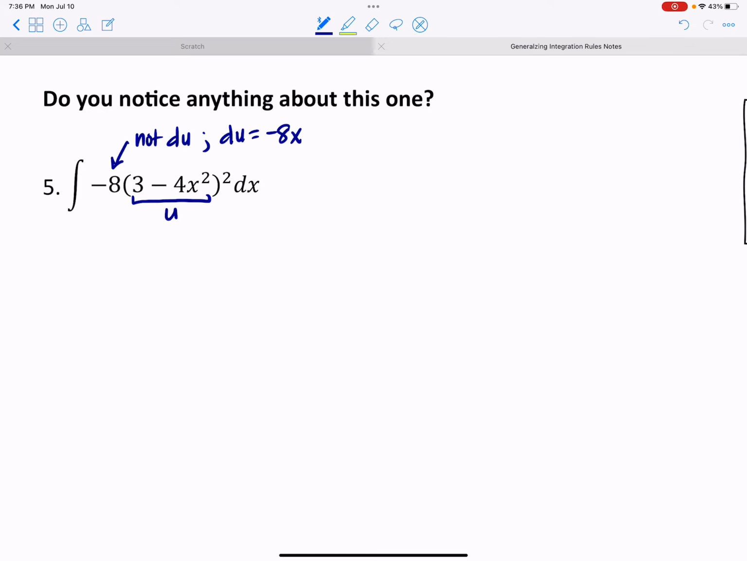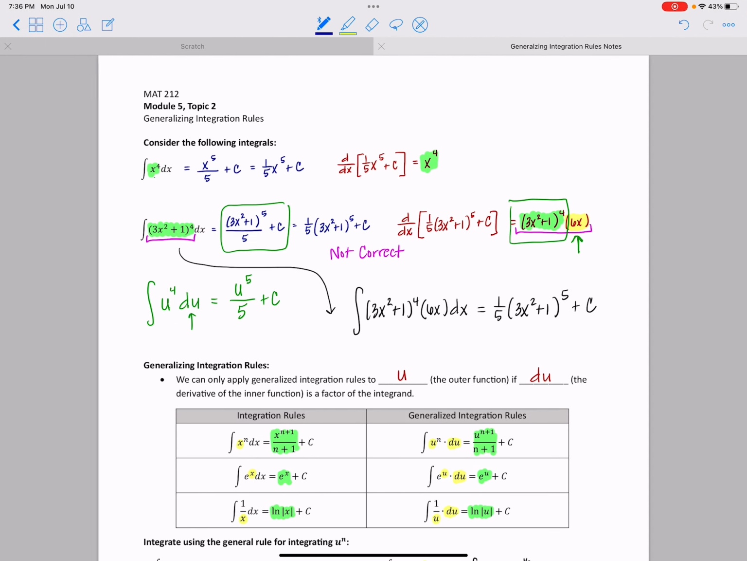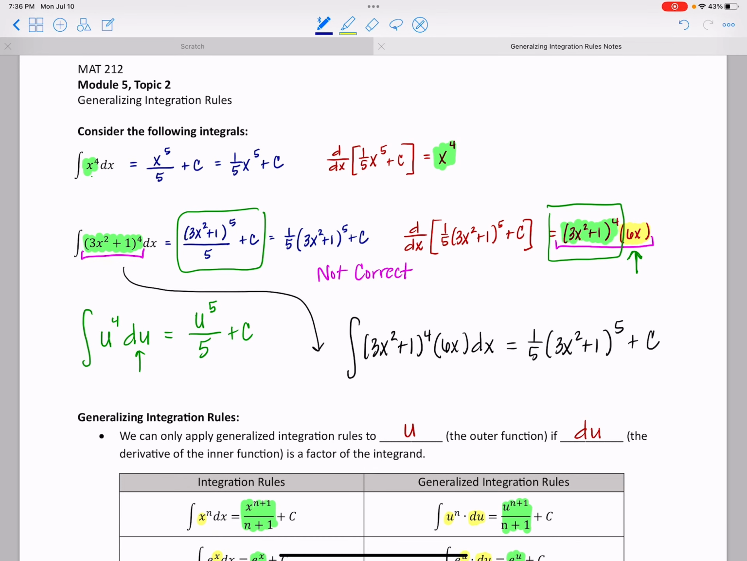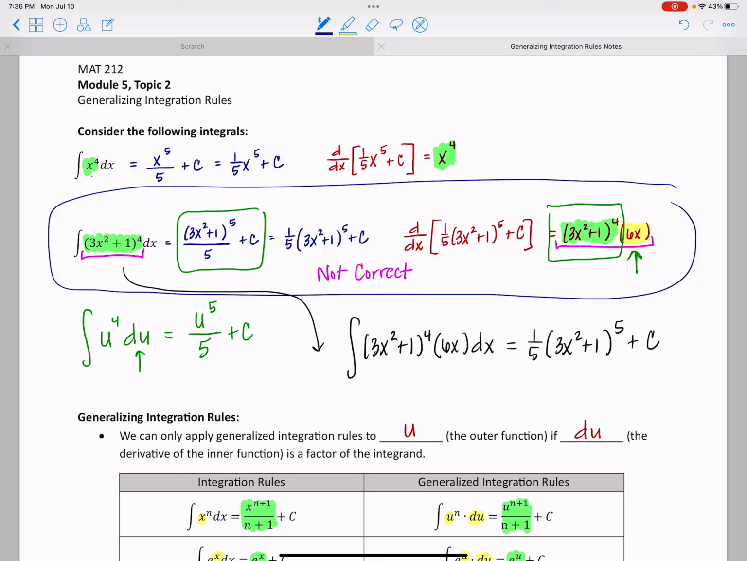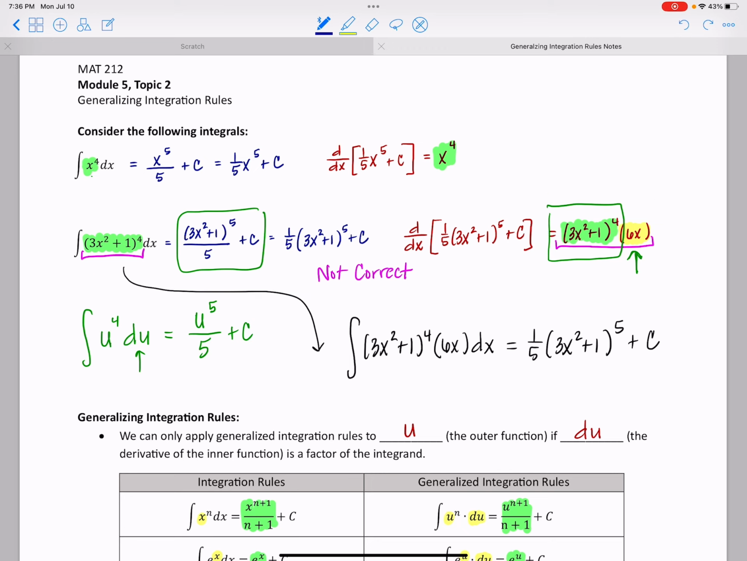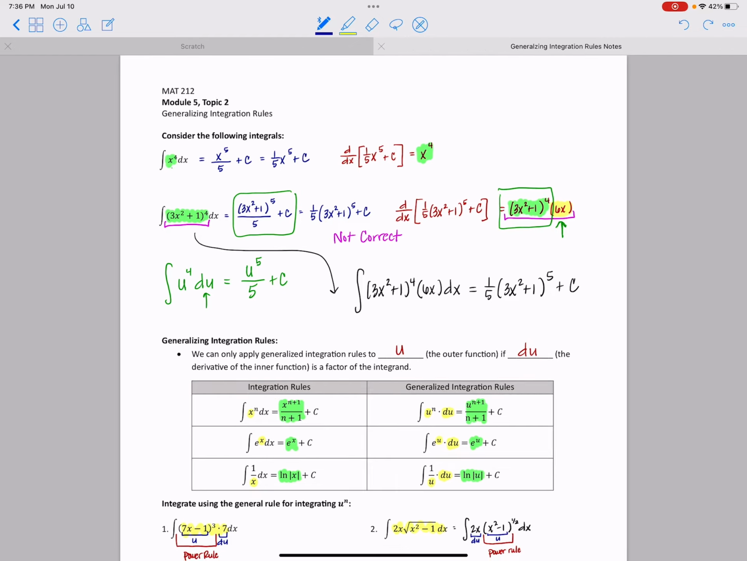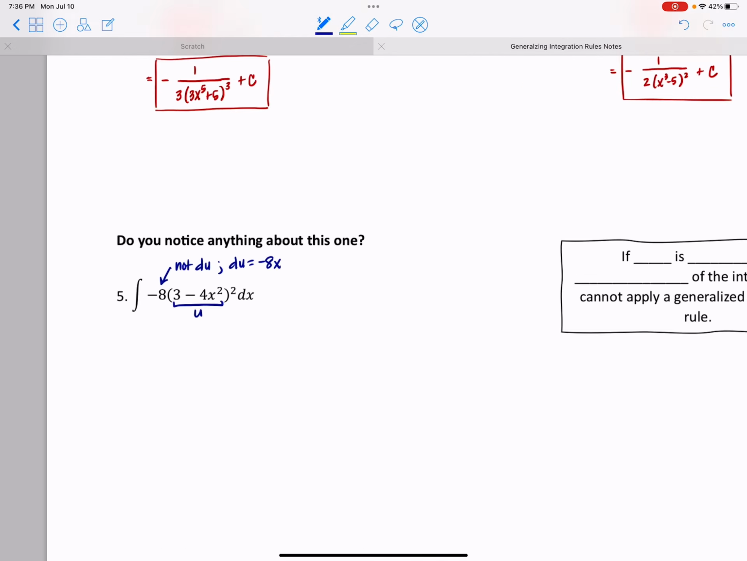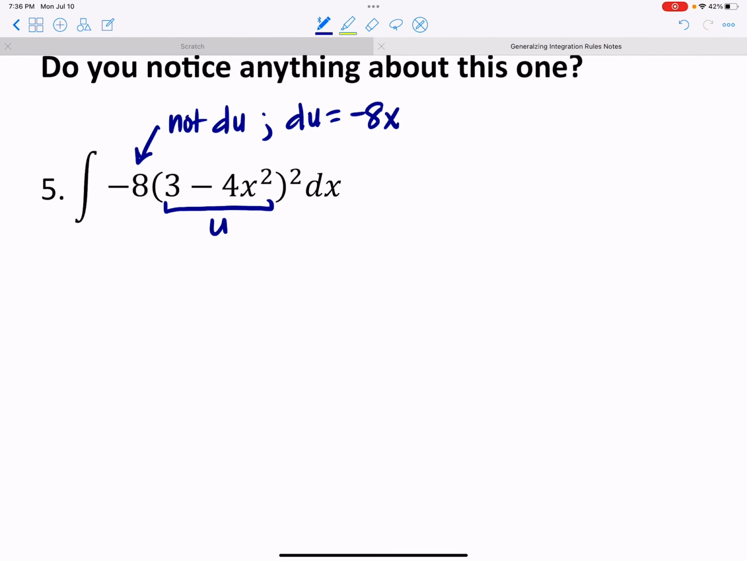So if du is not a factor of the integrand, you saw what happened in that very first example. Let me go back here. If that's not a factor of the integrand, like in this example right here, then when we go to integrate, we don't get the correct answer, right? When we took the derivative of the antiderivative, we did not get back to the integrand. This was not correct work. So if that factor of du is not there, we cannot apply our generalized rule. So I can't apply my generalized power rule in this problem.